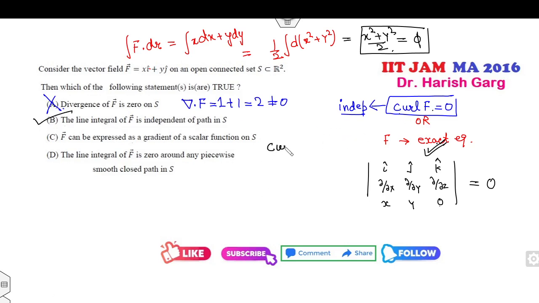And once the curl of the F is 0, what is the meaning of that? I can write a function F as the gradient of phi. And the line integral of the F is 0 because the curl is 0, so the line integral is also 0 on the smooth curve S.